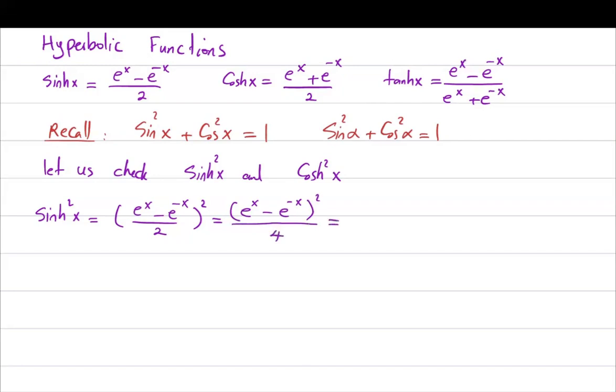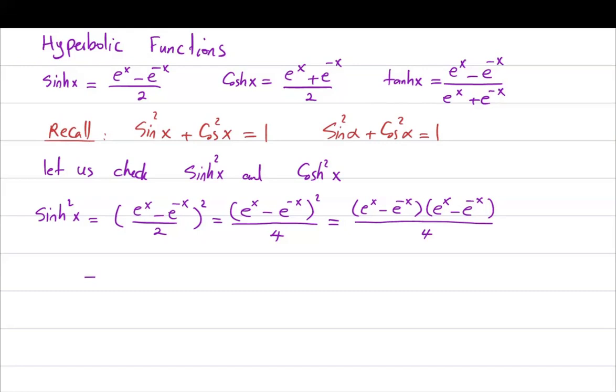This can be written as e to 2x. So basically, we are going back to algebra. You can use the formula, or you can basically take these two binomials and multiply them together. Either is fine. So e to the x minus e to the power minus x times e to the x minus e to the power minus x divided by 4, and see what you get.